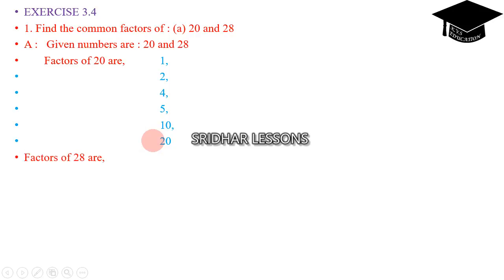And the factors of 28 are, of course, 1, 2, 4, 7, 14 and 28. Now we will find the common factors. 1 and 1, so we write 1 here. 2 and 2, so 2. And finally 4 and 4. These are the common factors of the numbers.